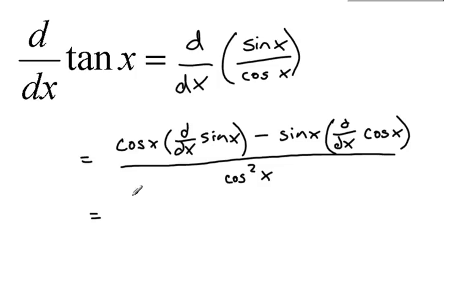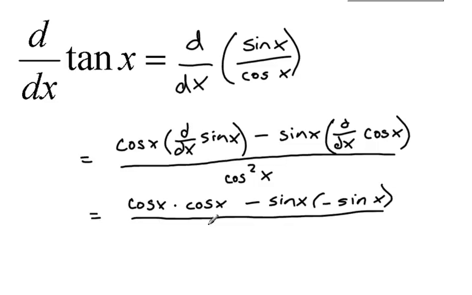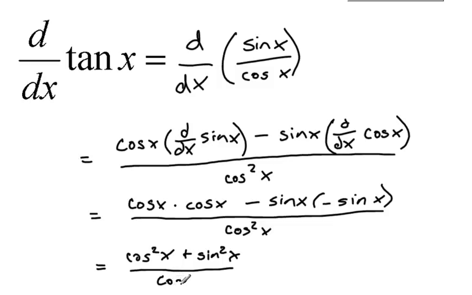Okay, so let's go in here. The derivative of sine we said was cosine, so we've got cosine x times cosine x minus sine x times negative sine x, which is the derivative of cosine, all over cosine squared x. That gives us cosine squared x, and when we multiply negative sine x times negative sine x, we get plus sine squared x all over cosine squared x.